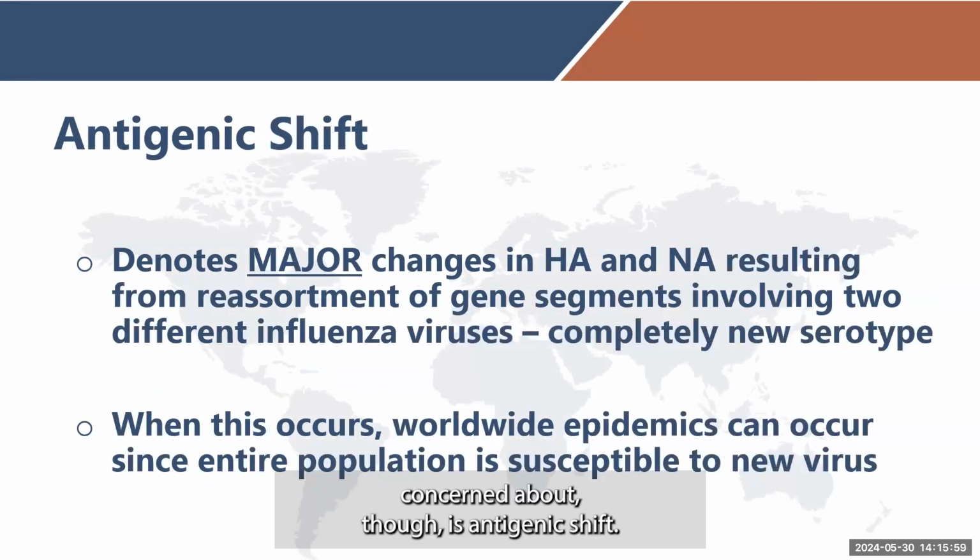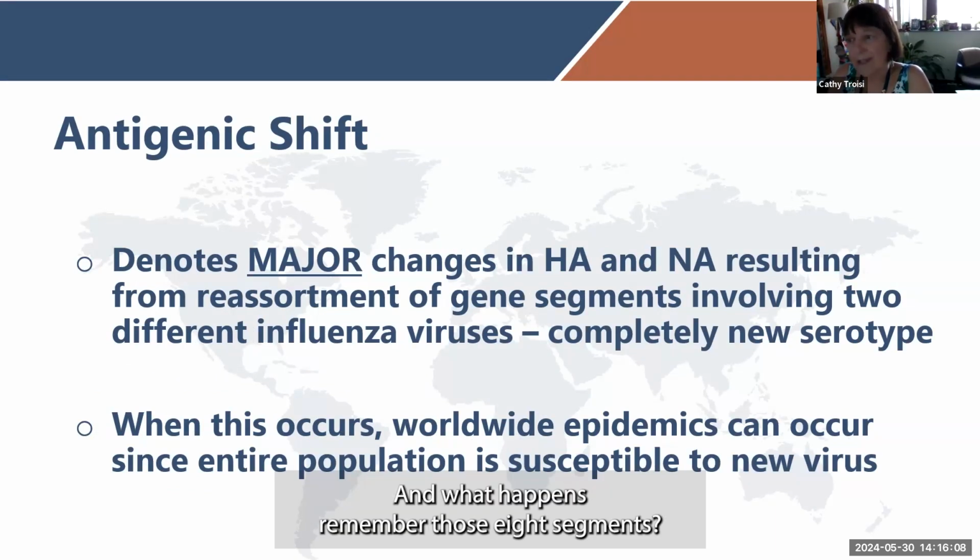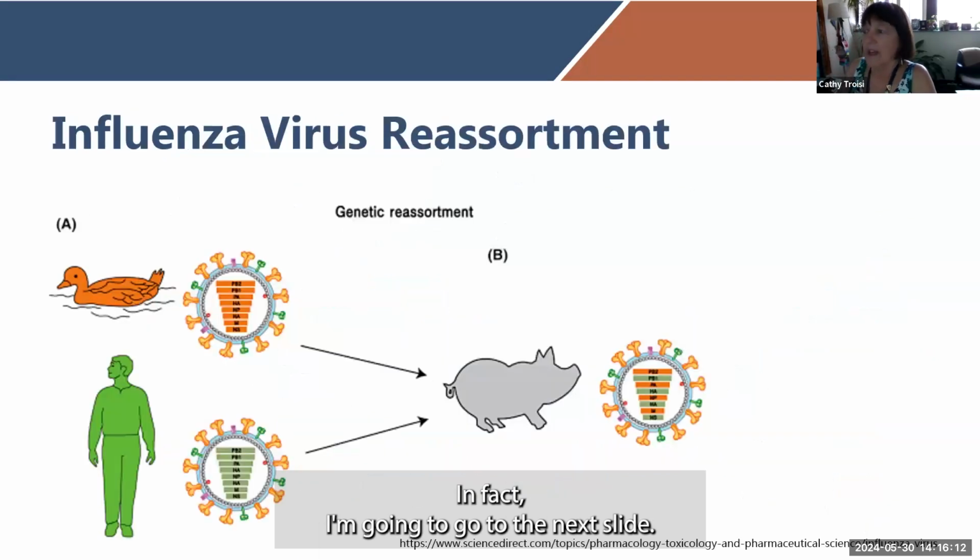What we're really concerned about, though, is antigenic shift. And these are major changes in the hemagglutinin and/or neuraminidase. And what happens? Remember those 8 segments. In fact, I'm going to go to the next slide.